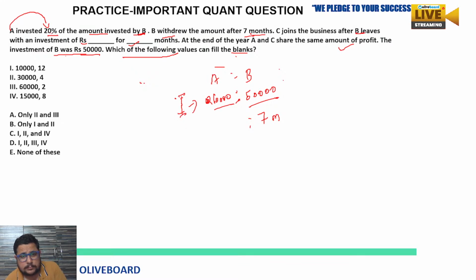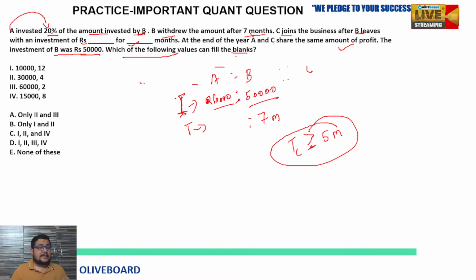Now the time duration of A is given, no, we need to read the question once again. C joins the business after B leaves. So after B leaves means after 7 months only. So maximum time investment of C is going to be what? 5 months. So the investment time of C is going to be less than or equal to 5 months, not more than that. Again we are doing the same kind of question, and I have guided you how to attempt this one. Clear?